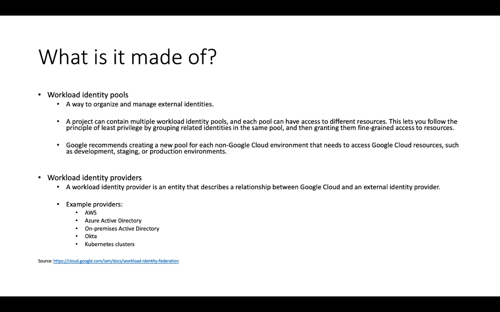Example providers for Workflow Identity Federation are AWS, Azure, on-premise Active Directory, Okta, and Kubernetes clusters running in GCP or outside GCP. So you can see that you can connect your workloads running in AWS to a GCS resource.